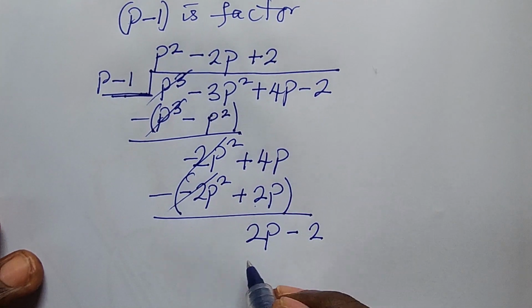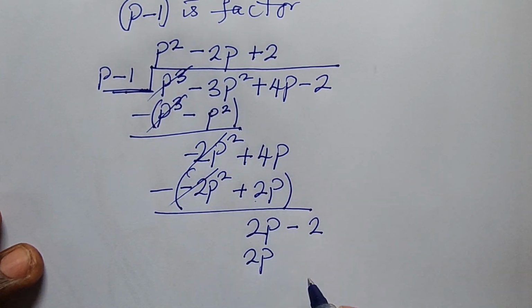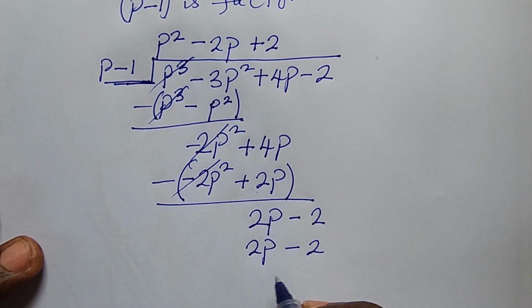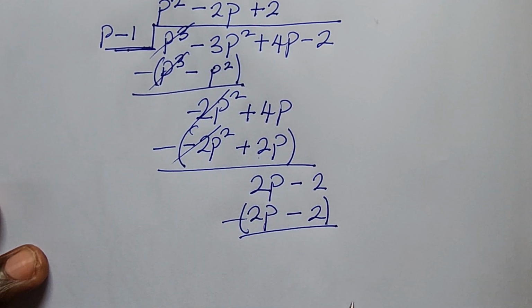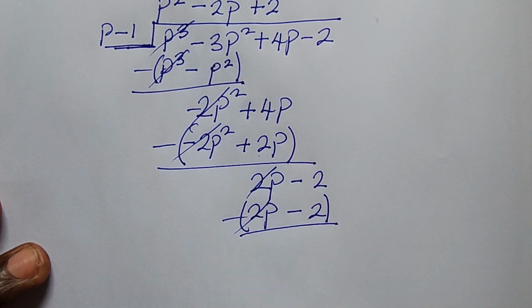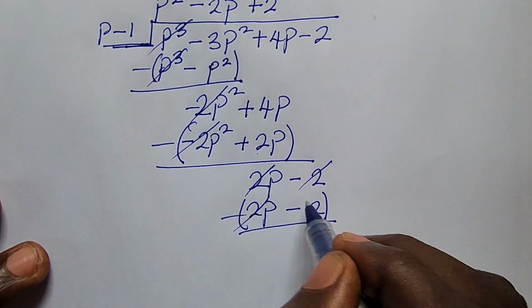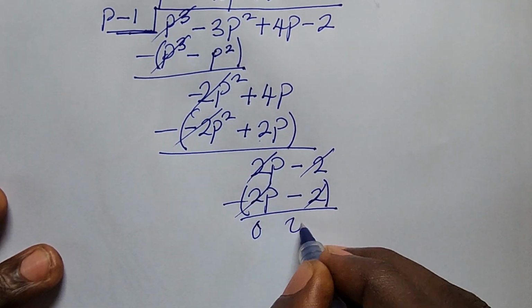We use this to times everything here. This will give us 2P, then minus 2. We rule off. Again, let's introduce our minus sign. This gives us plus. So minus 2 plus 2, this will also leave. So we have 0, 0.